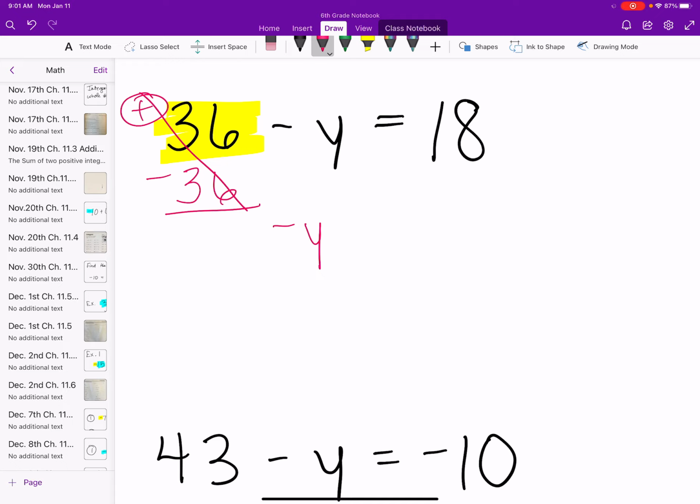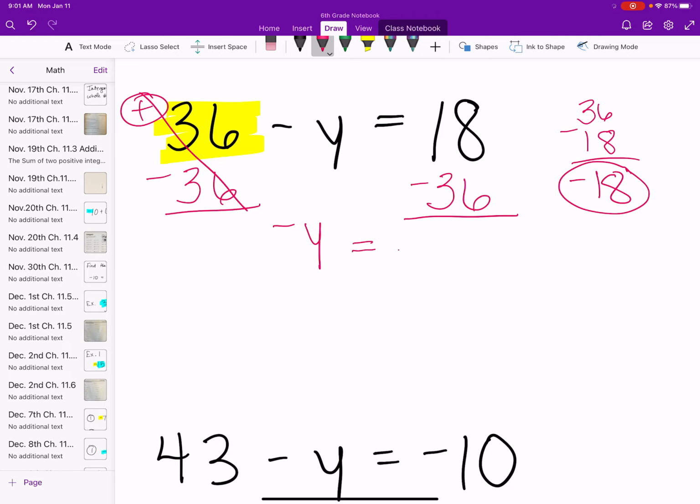If I do it to one side, I have to do it to the other. So I take positive 18 minus 36. They're different signs, so I know I have to subtract. 36 minus 18 is 18. Because 36 is bigger, my answer is negative 18. So I need to bring that down, and I have negative y is equal to negative 18. You'll notice that I have two negatives here, and when I have those two negatives on each side of the equal sign, they cancel out, and I just get y is equal to 18.